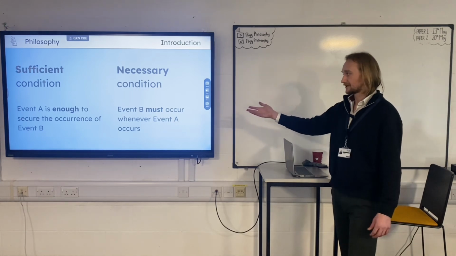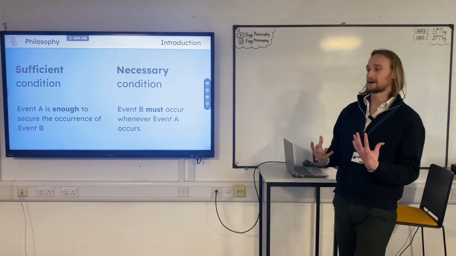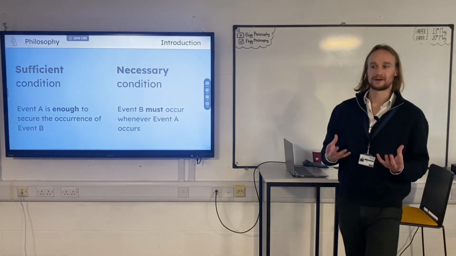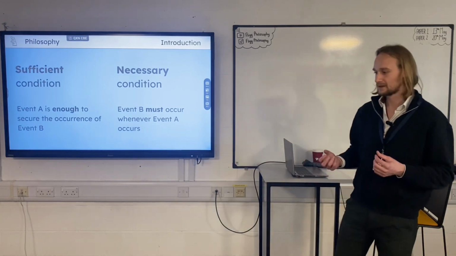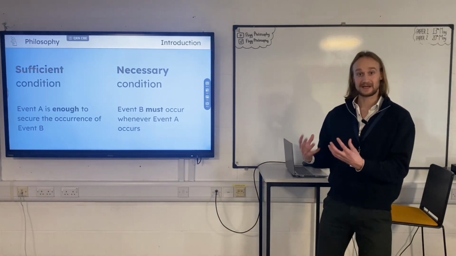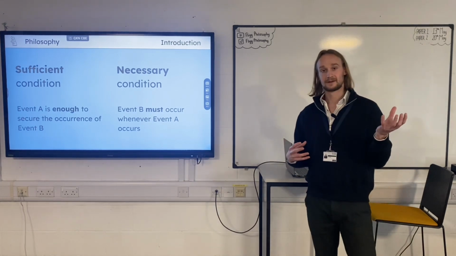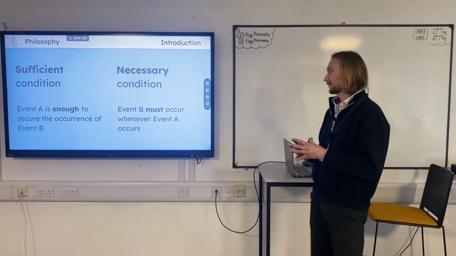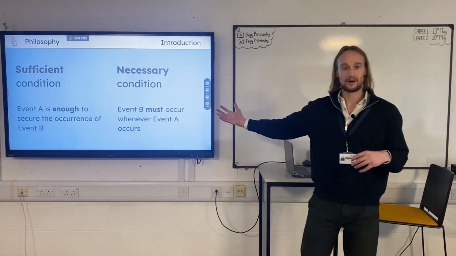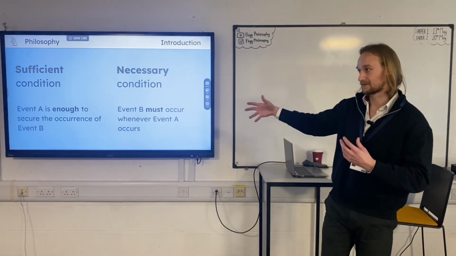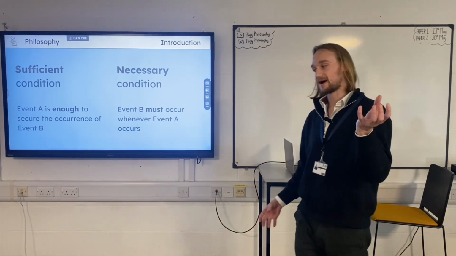A necessary condition is to say that event B must occur wherever event A occurs. So it's kind of similar to sufficient conditions, but slightly different. It's got a nuanced difference. And that's just to say that it has to be the case that, say, I lose all my possessions if my house is on fire. So it's slightly different, but that's just talking about the consequent of the conditional statement, the if-then, the second part, whereas the sufficient condition is talking about the antecedent, so the if part of the statement.